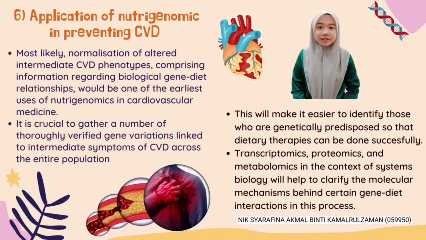For the application of nutrigenomics in preventing cardiovascular disease, most likely the normalization of altered intermediate CVD phenotypes, comprising information regarding biological gene-diet relationships, will be one of the earliest uses of nutrigenomics in cardiovascular medicine. Therefore, it is crucial to gather a number of thoroughly verified gene variations linked to intermediate symptoms of CVD across the population. This will make it easier to identify those who are genetically predisposed so that dietary therapies can be done successfully. Transcriptomics, proteomics, and metabolomics will help to clarify the molecular mechanisms behind gene-diet interactions in this process.